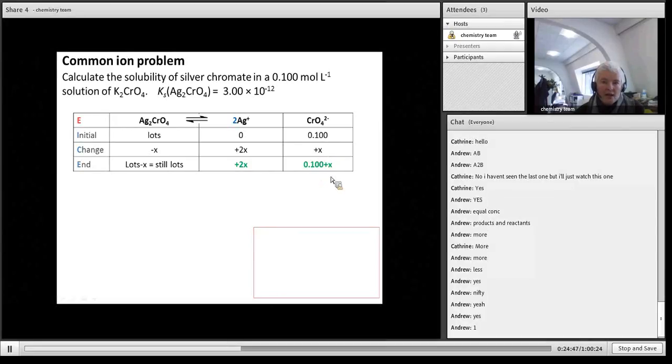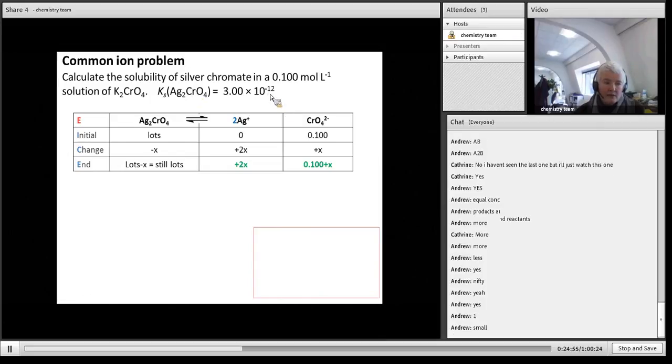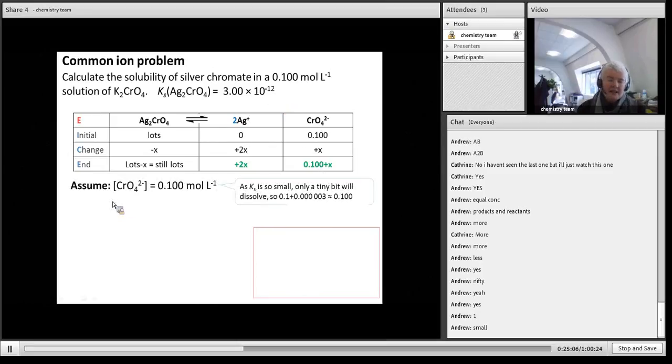Now look at that Ks value. Is that a very small value or a big value? Very small, which means potassium chromate is not very soluble at all. So my next step is the assumption. I can say Ks is so small that quite frankly x is so tiny compared to 0.1, I'm just going to say chromate is 0.1.